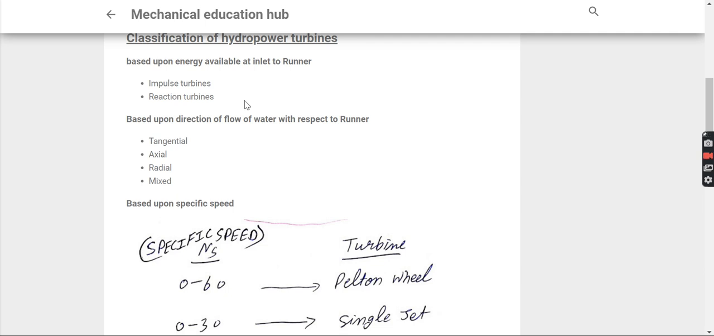Now, based upon the direction of flow of water with respect to runner, turbines are divided into four categories: tangential flow turbine, axial flow turbine, radial flow turbine, and mixed flow turbine. As the name suggests, in a tangential flow turbine water enters the runner tangentially. In an axial flow turbine, water enters the runner axially, in a radial flow turbine water enters in a radial direction, and in a mixed flow turbine water enters in more than one direction.